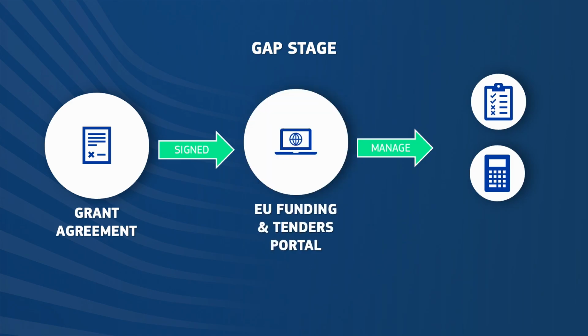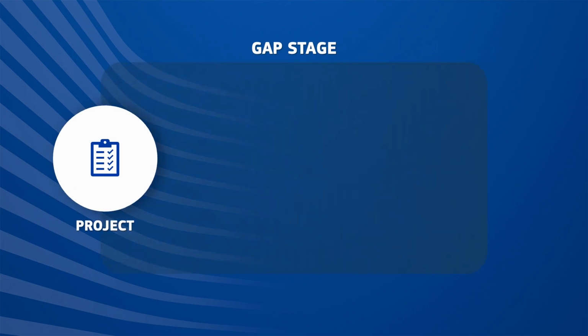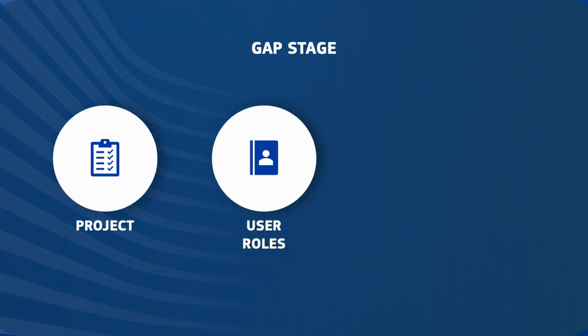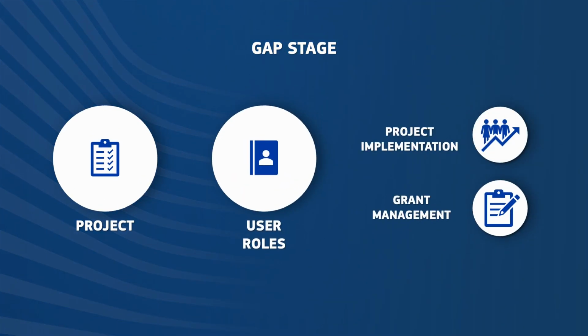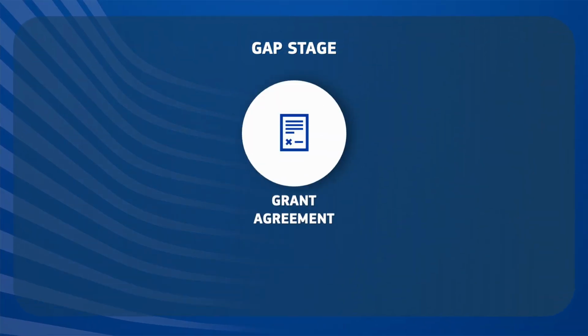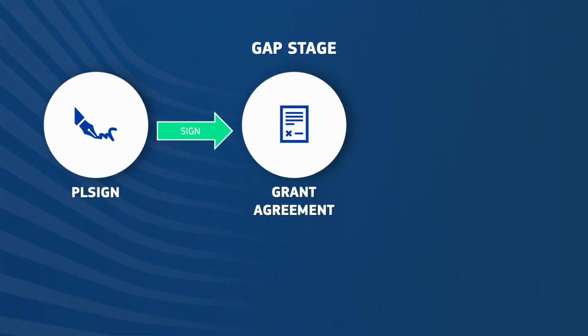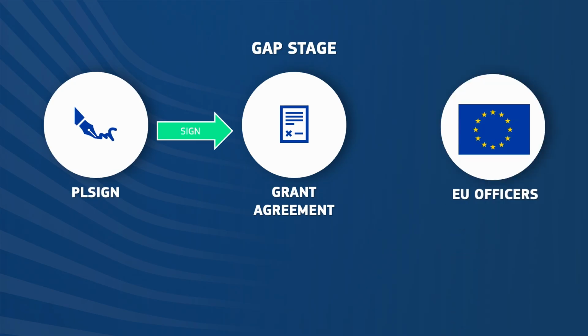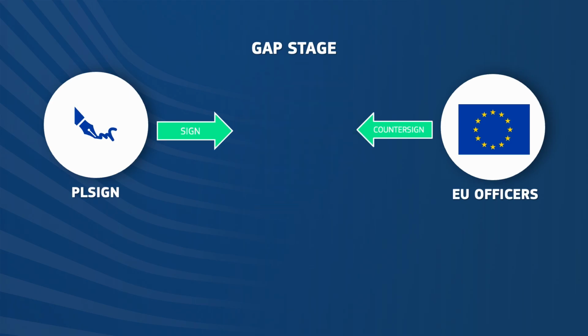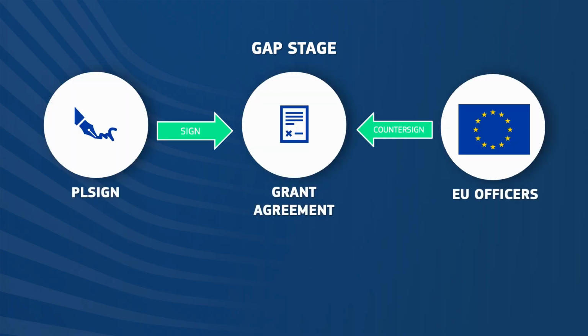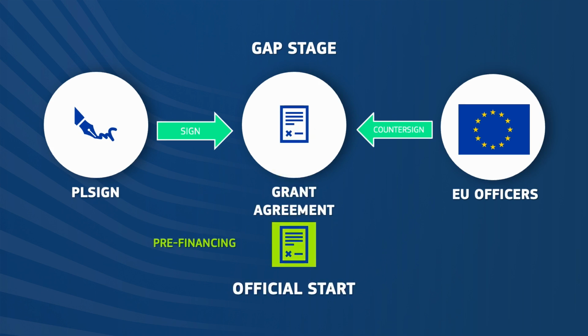Once the grant agreement is signed, you will manage your project, including reports and payment requests, via the EU Funding and Tenders portal. Each project has different user roles that cover different aspects of project implementation and grant management. For instance, the grant agreement must be signed by the project legal signatory, or PL sign, of the consortium's coordinating entity. Once the PL sign signs, the authorising officer on the EU side will countersign the grant agreement. As soon as the grant agreement is signed by both sides, the consortium will receive the so-called pre-financing, marking the official start of the project.